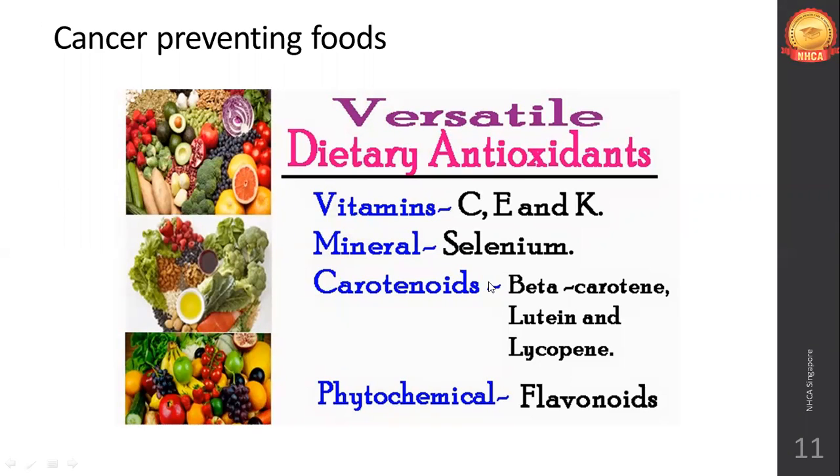Then phytochemicals, flavonoids. Where have you heard this? Flavonoids. Flavonoids is an antioxidant. It is present in teas. Green tea, black tea, all the teas have flavonoids. Naturally present in the tea plant.